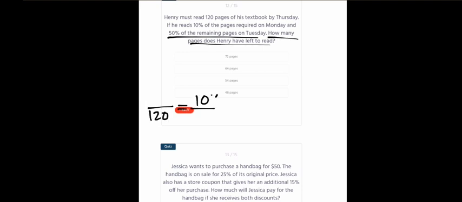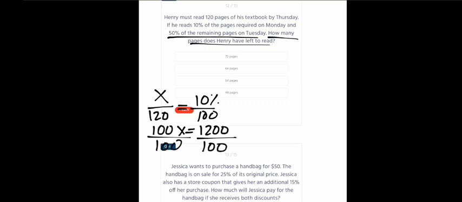He starts off with 120. He reads 10% on Monday. Let's find out what that number is. Let's start off with that, okay? 100x equals 120 times 10, which is 120 plus a 0 from the 10. Going to divide by 100. We cross out those extra zeros and we get x equals 12. That means Henry read 12 pages on Monday. How many does he have left? 10 minus 2 is 8. 1 minus 1 is 0. 1 minus 0 is 1. He has 108 pages left.